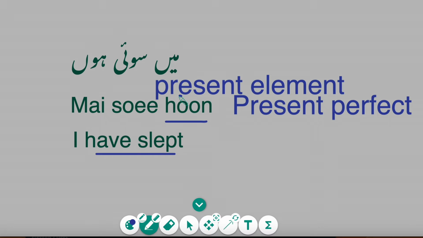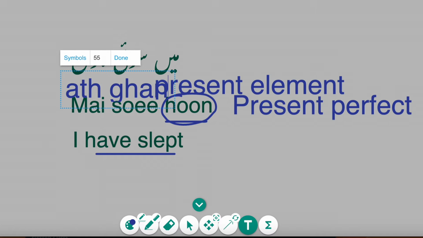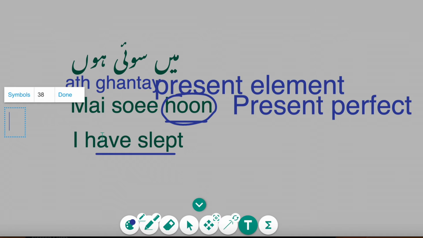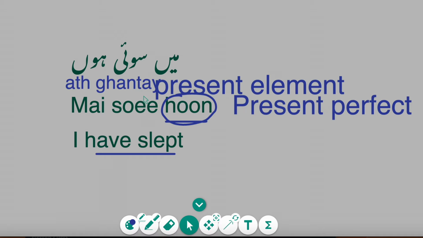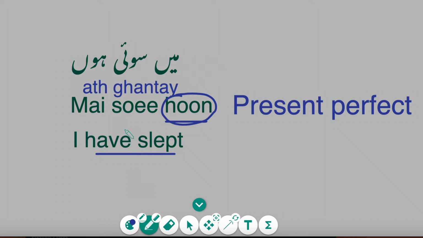मैं सोई हूँ. I have slept. आज मैं सोई हूँ. I have slept today. If you want to say I slept 8 hours, मैं 8 घंटे सोई हूँ. 8 घंटे means 8 hours.